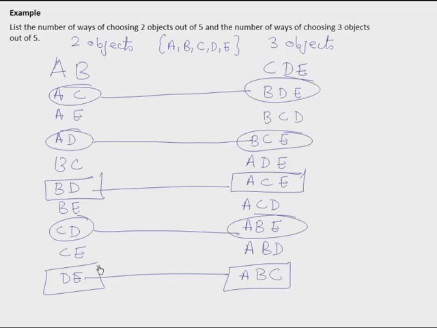So this one-to-one correspondence is beautiful. It shows me that the number of ways I can pick 2 objects out of 5 is exactly the same as the number of ways I can pick 3 objects out of 5. I've actually proved that 5 choose 2 is equal to 5 choose 3. I don't even need to know how much 5 choose 2 is and how much 5 choose 3 is. I've just proved that these 2 numbers are equal.